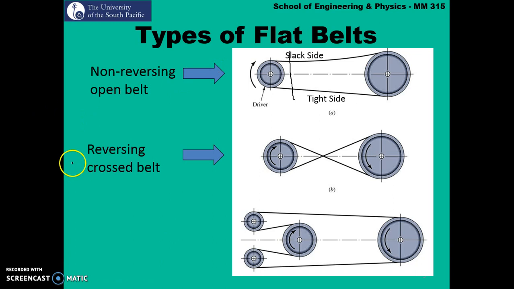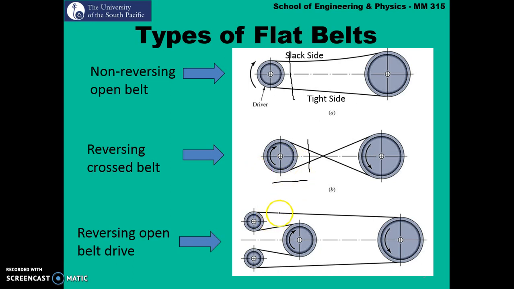And we've got a reversing cross belt system. In this one, if this is your driver and the driver rotates clockwise, you'll see that the driven rotates in the counterclockwise direction. If I had to choose which one is the tight side and which one is the slack side on this belt, again this is a driver, assuming we fix it at this point, and it is rotating clockwise, you'll see that the belt is pulled on this side, so this becomes your tight side, and the other one becomes your slack side. So we've got a reversing cross belt drive.